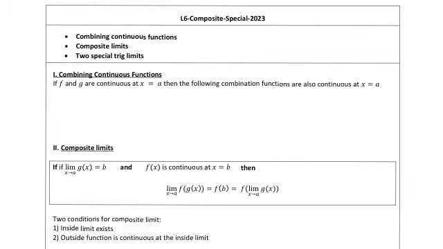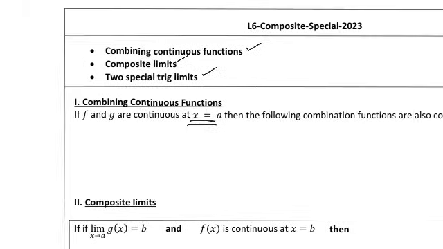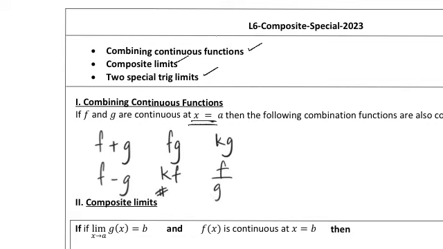Okay, hello everybody. This is a lesson on combining continuous functions, composite limits, and special trig limits. So if f and g are two functions that are both continuous at x equals a, then the following combination functions will also be continuous at x equals a: f plus g, f minus g, f times g, k times f, where k is just a number, or k times g, as well as f over g, so long as g of a is not equal to 0.